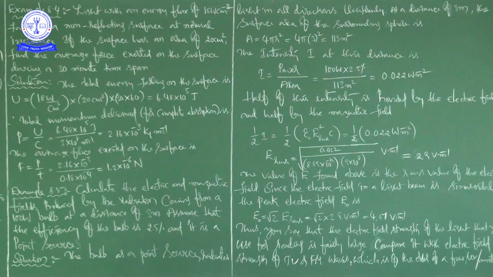E naught is equal to root 2 into E RMS, that is equal to root 2 into 2.9 volt per meter, that is equal to 4.07. Root 2 is 1.414, no? So 2.9 means like 3, so 3 into 1.414. Otherwise you just take it as 2.9, no problem, because we don't want any approximate values here. The exact value is also no problem. So that is equal to 4.07 volt per meter, the E naught value, because E naught is equal to root 2 into E RMS.